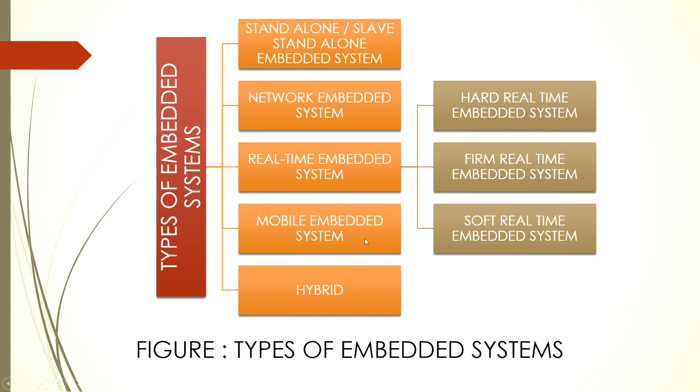Hybrid embedded system. In hybrid embedded system, if more than one category is combined with other categories, then such embedded system is said to be hybrid embedded system. Examples, robots, or we can see these Tesla cars.